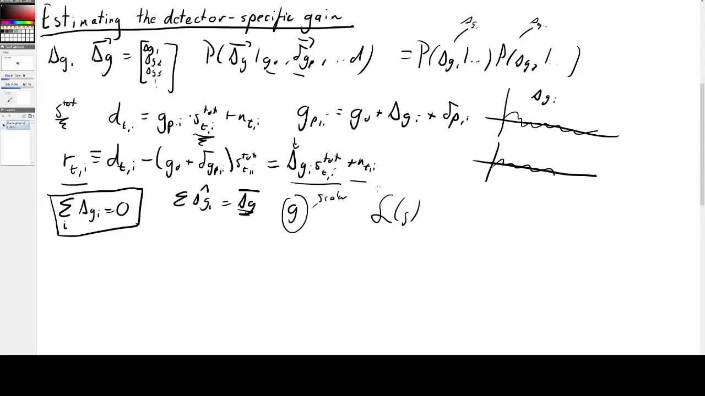And so that means that we minimize this function. And what we want to do right now is to do the same thing. We want to minimize the likelihood function of these guys, but we want to do that subject to this constraint.